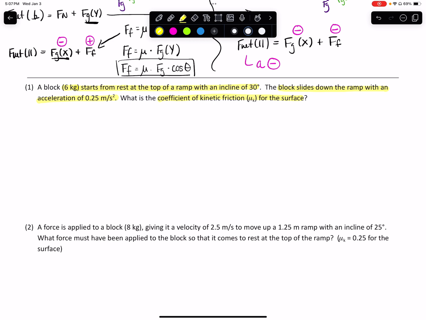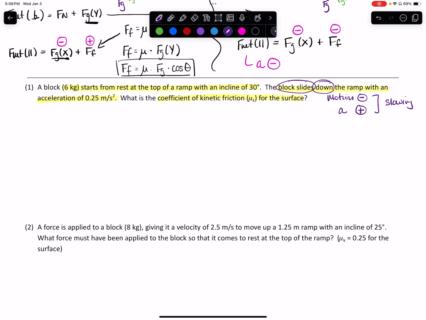So we're going to be looking for that kinetic friction value. A couple things to keep in mind when we're setting up our problem. The block is sliding down the ramp, so the motion is in the negative direction. But the problem tells us our acceleration value is positive. So that tells me that the object is slowing down as it reaches the bottom. So we are slowing down.